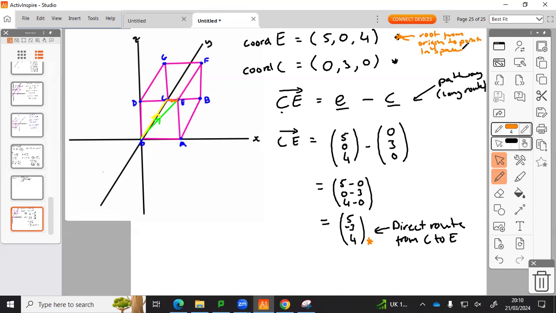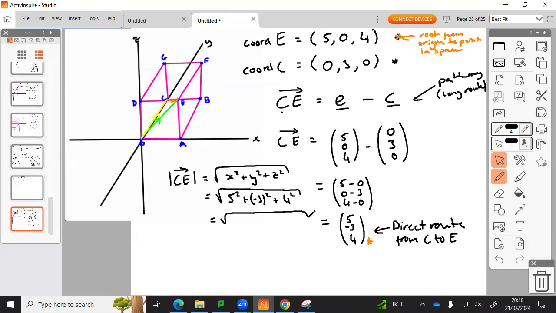My magnitude would be denoted like so, and it would just be x squared plus y squared plus z squared. And that's my magnitude.